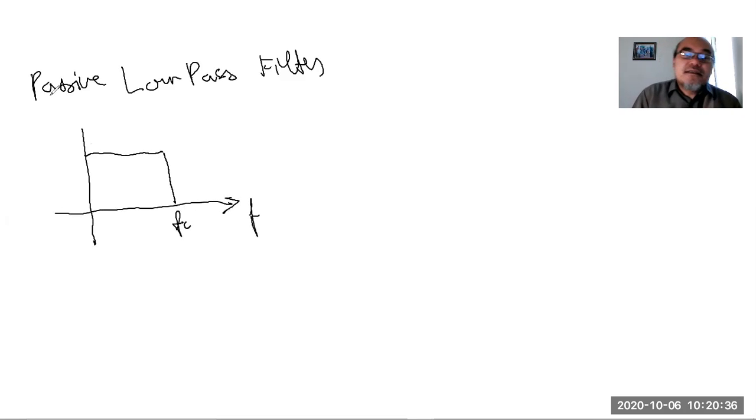So this is frequency and this is the amplification. But this is the ideal case. In reality, it is not so. For example, if we use a first order passive low pass filter, what we will have instead is something like this. Like this, and it will be cut like this.